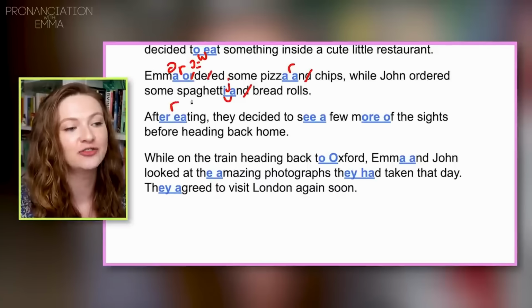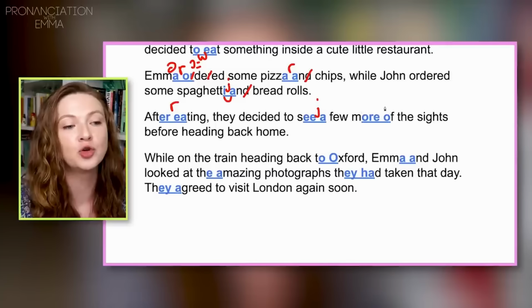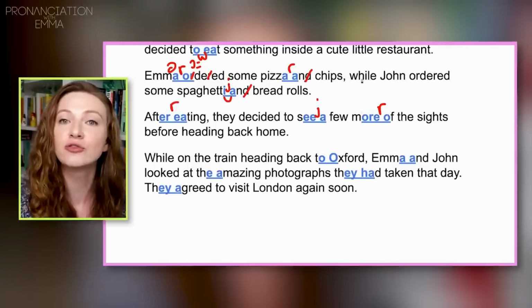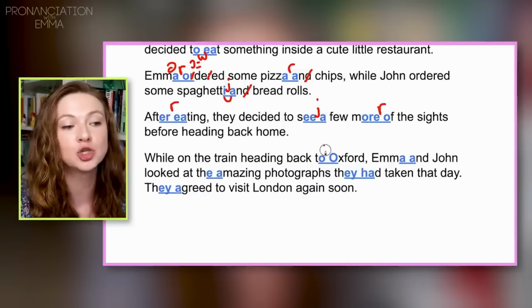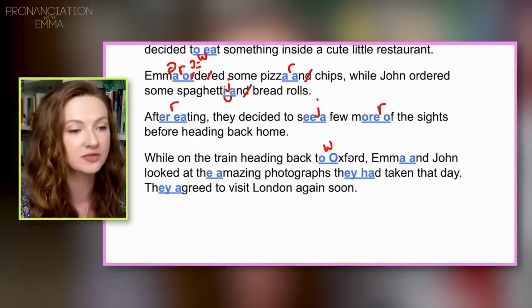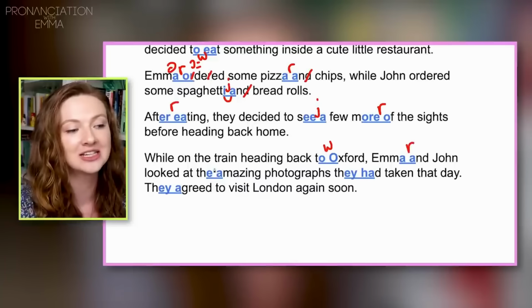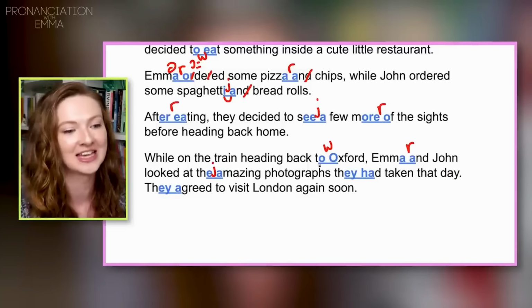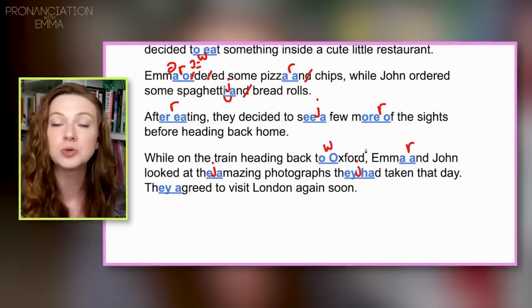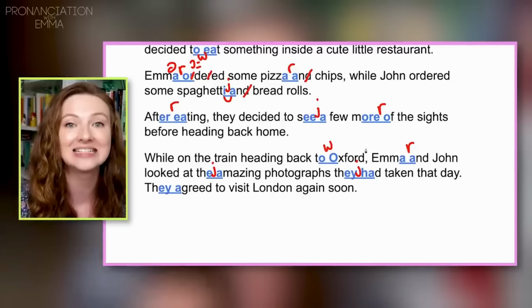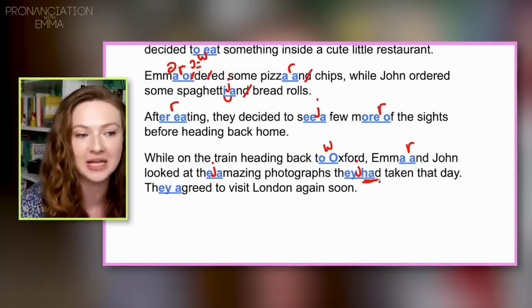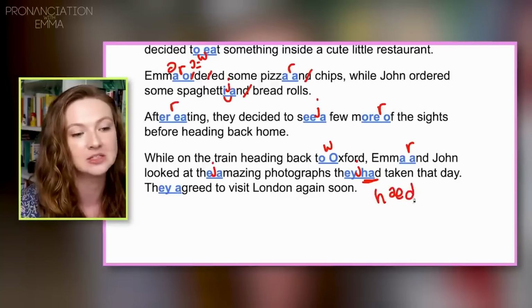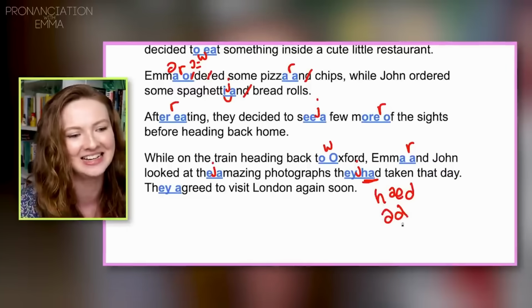After eating, they decided to see a few more of the sights before heading back home. While on the train heading back to Oxford, Emma and John looked at the amazing photographs. So here again, we're doing what we did before. We're not saying they had taken that day, where it's all stress, strong, okay? We're using the weak form here. So had is the strong form, but ud with the schwa, it looks like the same letter, but that's a D, and that's a schwa.